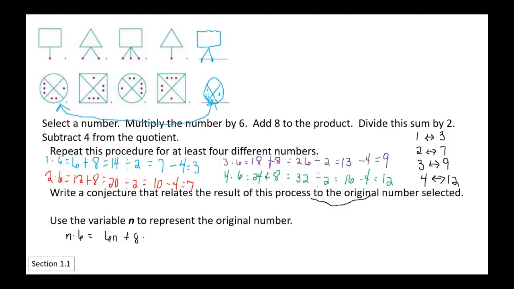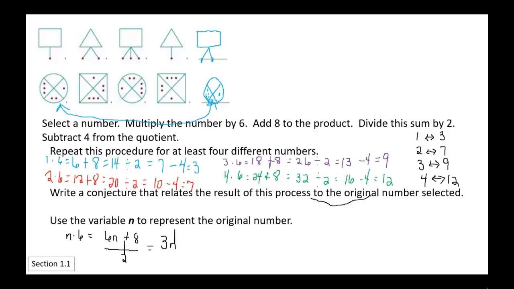And that does not simplify. It's still just 6n plus 8. And then I would have to take all of that and divide it by 2. Now that, I don't know where that straight line came from, but we're going to move on from there. So that's not supposed to be a straight line there. But 6n divided by 2 is 3n.